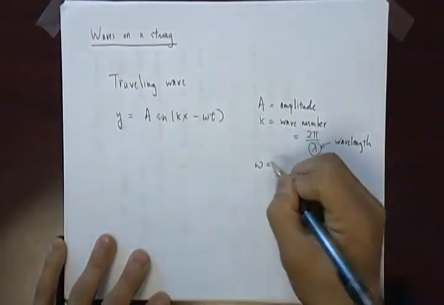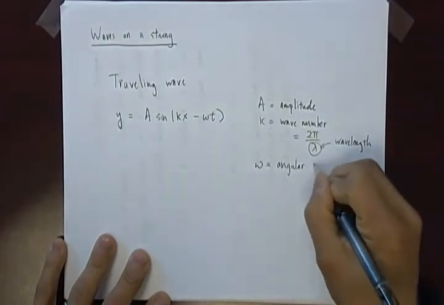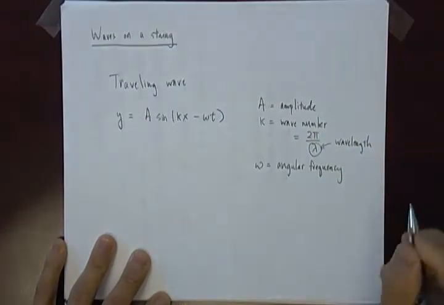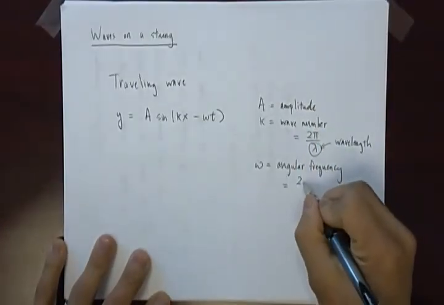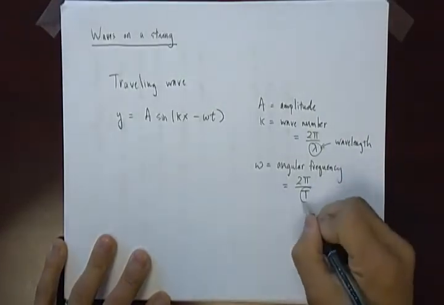And omega is what we call the angular frequency. I can make a little bit of an analogy here. It's also equal to 2 pi divided by the period, where T is the period.